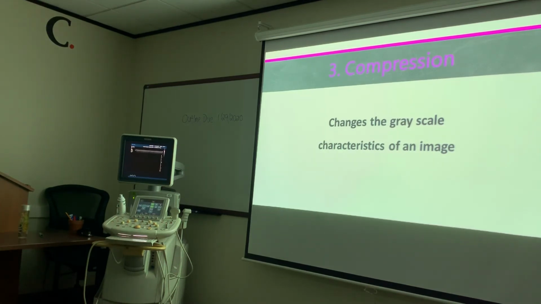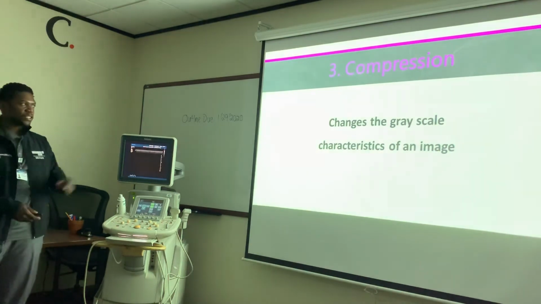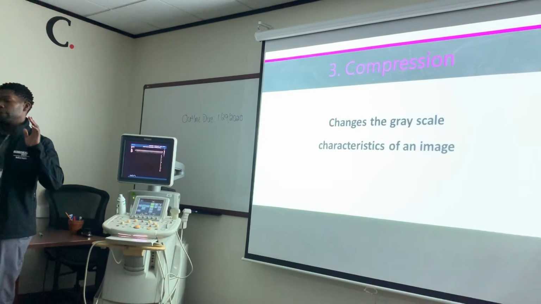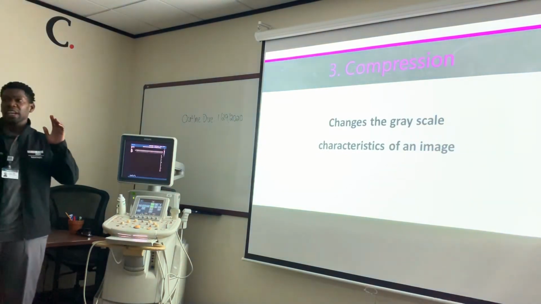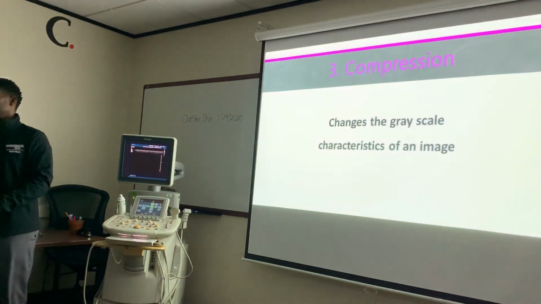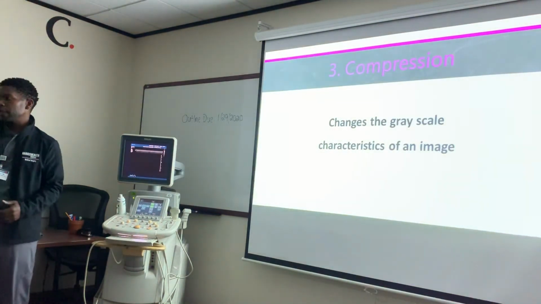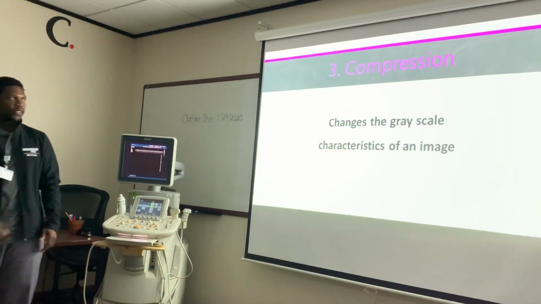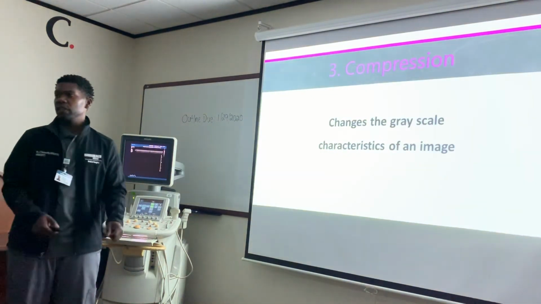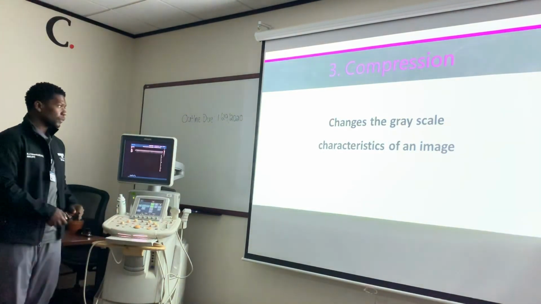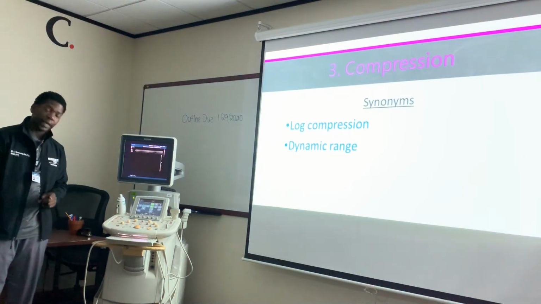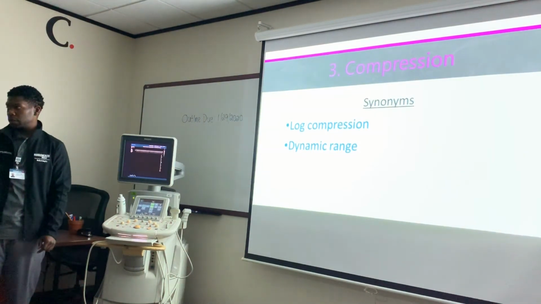Guys, compression. Compression changes the grayscale characteristic of an image. Okay? It completely changes it. It's effectively going to change the contrast of an image. It's going to make an image really, really black and white, or it's going to make it really, really gray. So compression changes the grayscale characteristics of an image. Some synonyms for compression would be log compression and dynamic range.